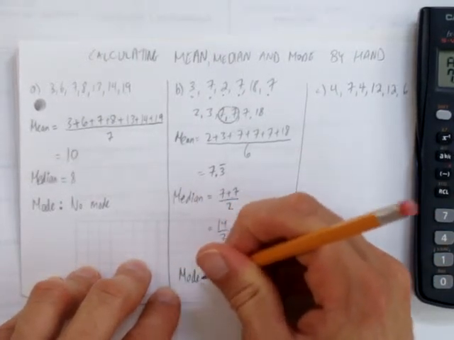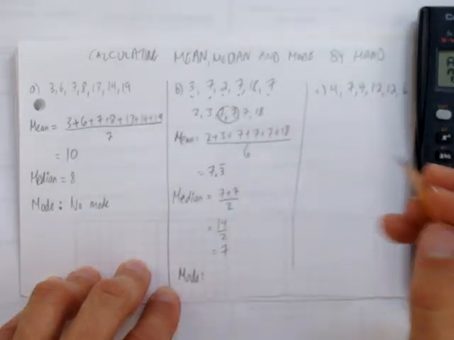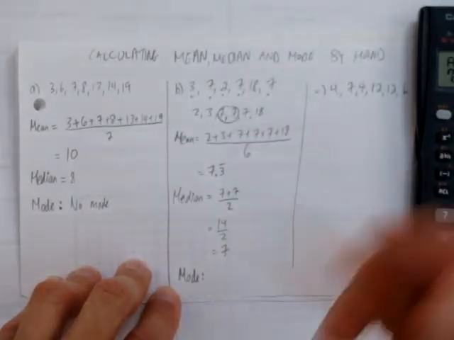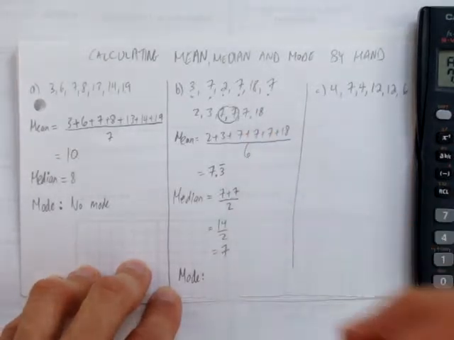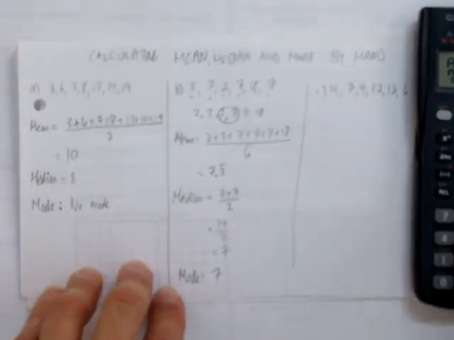What's the mode? Again, that's a visual thing. It's something that we look at and see what occurs the most, and quite obviously the 7 repeats the most, so we say the mode is 7.